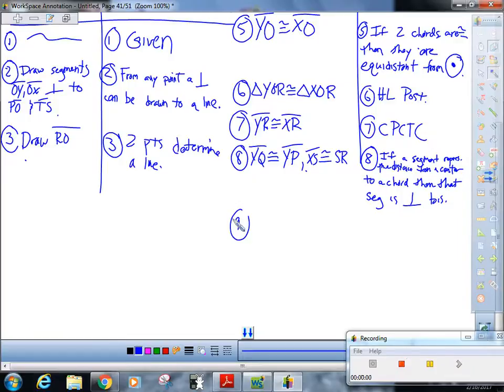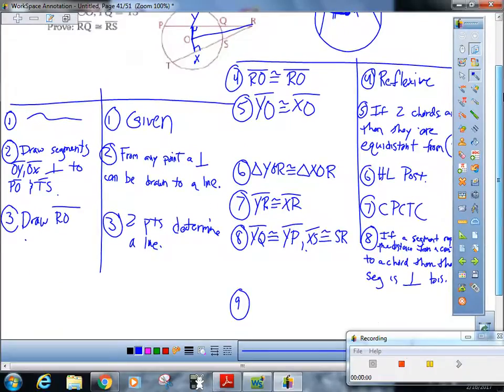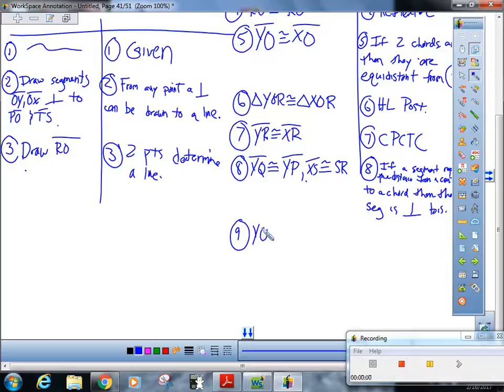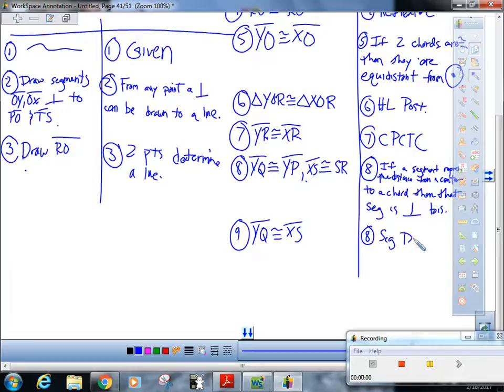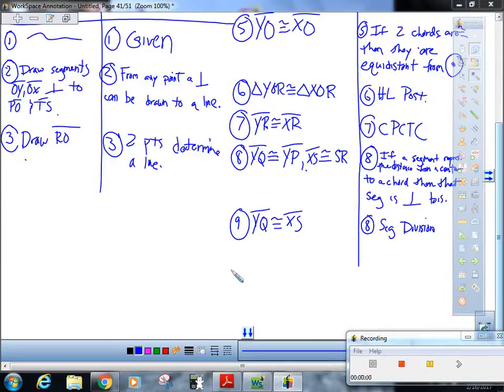Then I can say that, back to the picture, YQ is congruent to XS and my reason would be transitive. No. Let's see. It will be segment division. If two segments are congruent and they are bisected, then the resulting segments are congruent. And now, finally, I can say that RQ is congruent to RS by segment subtraction.